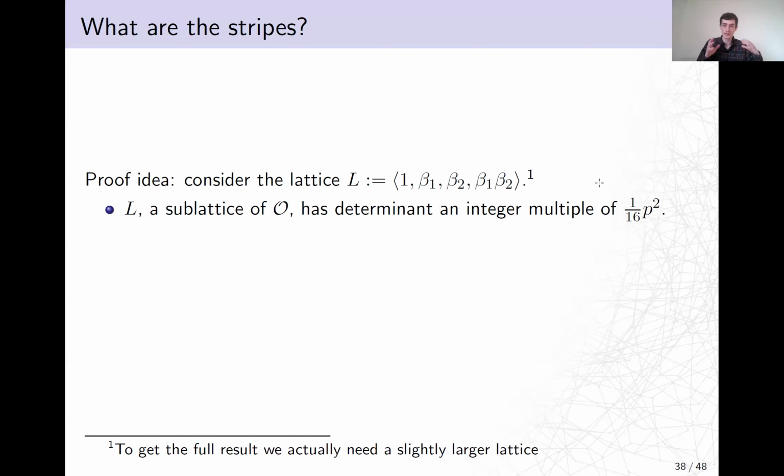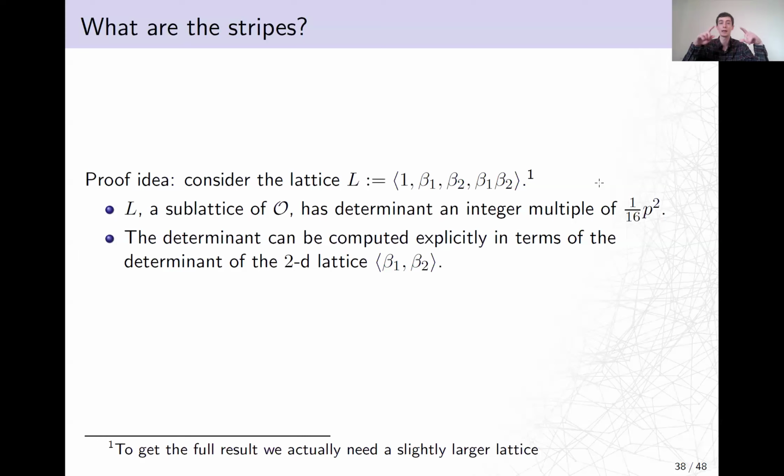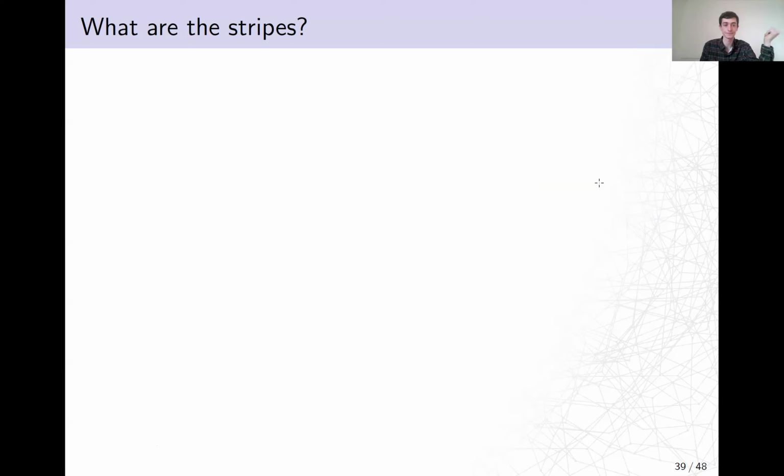Secondly, because it has such a nice, easy to describe form, we can actually compute the determinant of L explicitly and relate it to the determinant of the 2D lattice, beta 1, beta 2. And by relating the determinant of the large lattice to the determinant of the smaller lattice, we obtain the desired result.